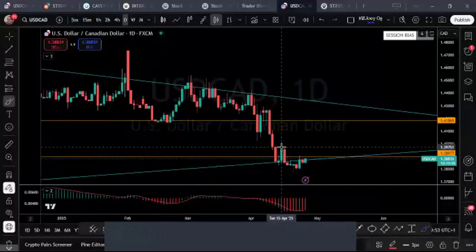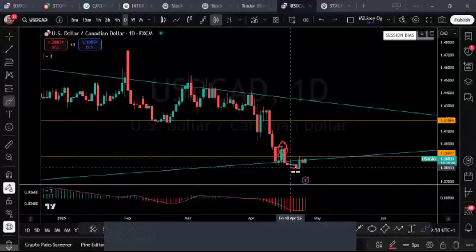The market has not broken above here or below here.